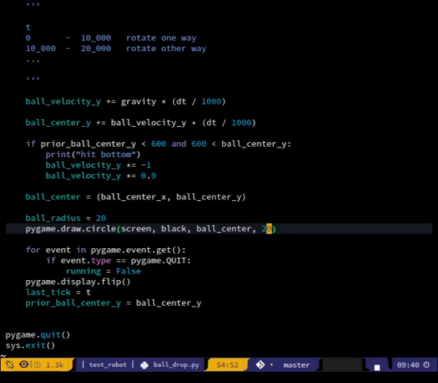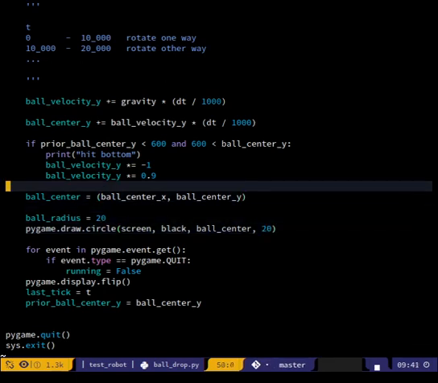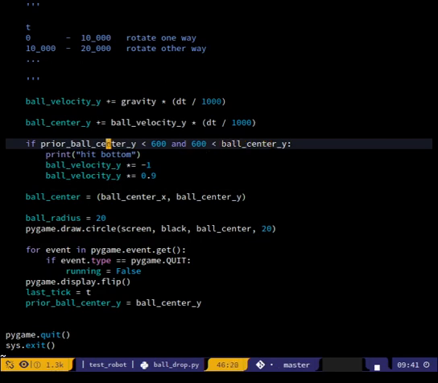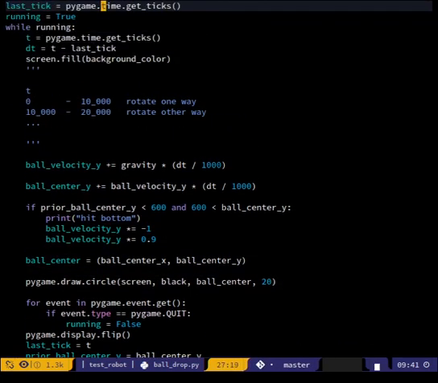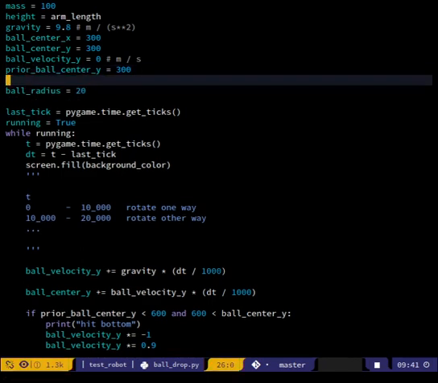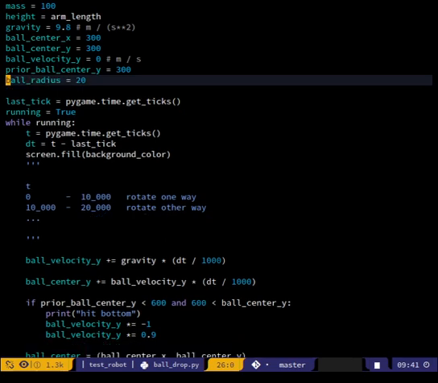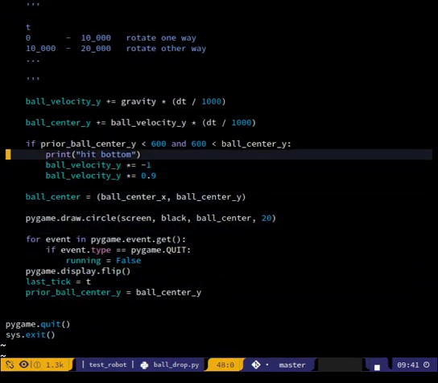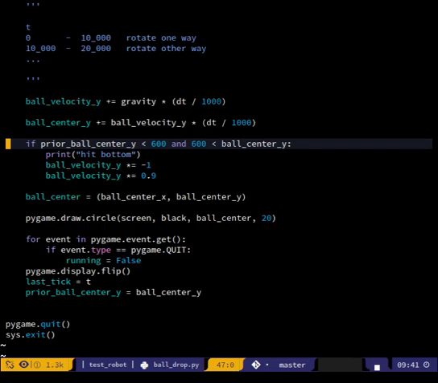But the issue here isn't just that we are detecting the ball center going through the floor instead of the ball edge going through the floor. That is part of the issue, but there's another issue, which is the ball is also traveling at some non-zero speed. And we are only calculating where the ball is every frame, and from one frame to the next, it could travel many pixels.